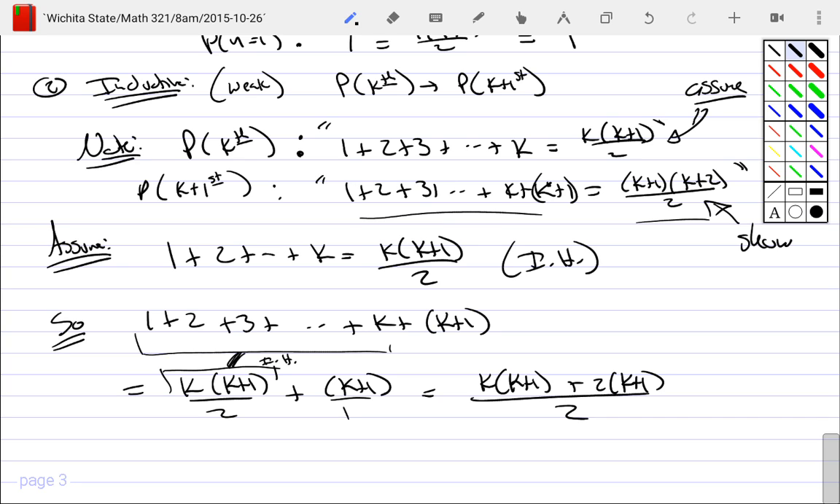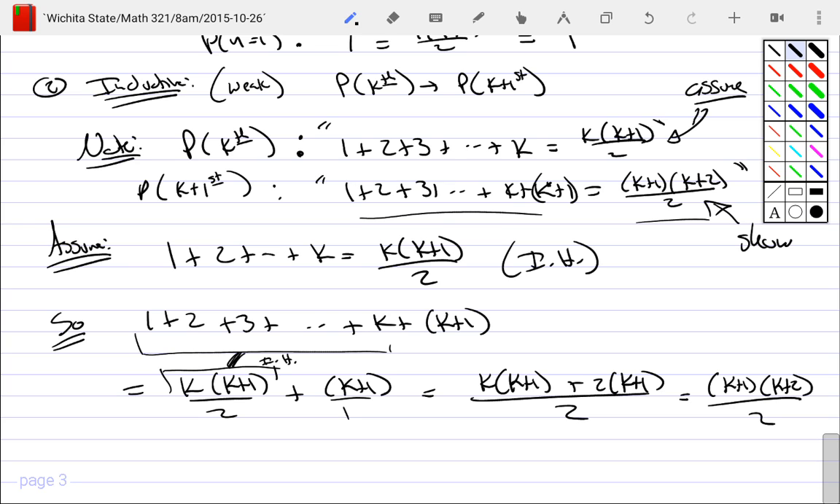Yep. Now for my top, what do I notice? There's a factoring. Well, do I see common factors? That equals k plus 1. What's left over? k plus 2 over 2. Have I shown what I wanted to show? That indeed, 1, 2 up to the k plus 1, because the inductive hypothesis is true, is also k plus 1 times k plus 2 over 2.